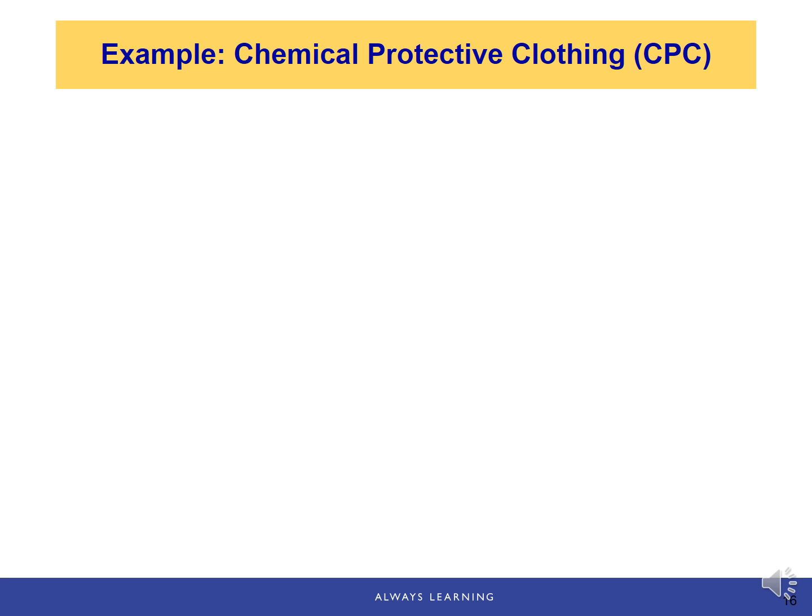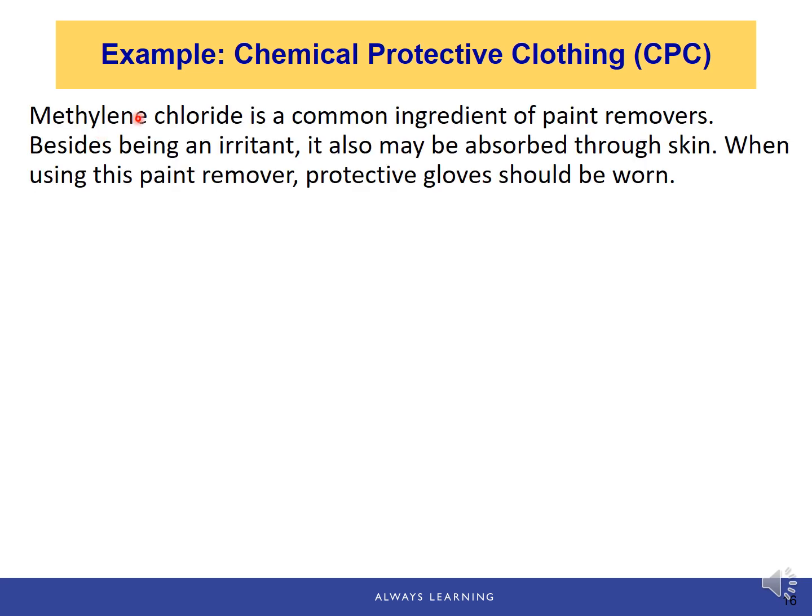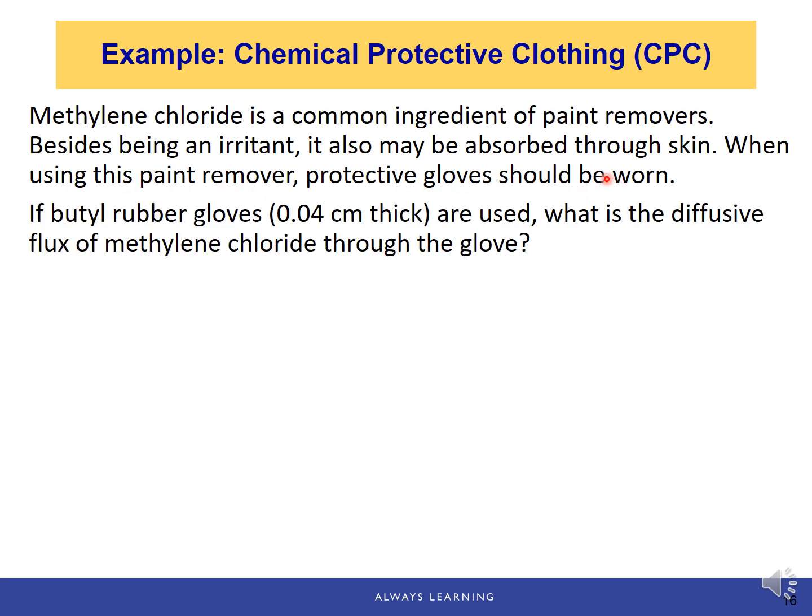Let's take a look at one example. Methylene chloride is a common ingredient of paint removers. Besides being an irritant, it also may be absorbed through skin. When using this paint remover, protective gloves should be worn. If butyl rubber gloves, with a thickness of 0.04 centimeter, are used, what is the diffusion flux of methylene chloride through the glove?